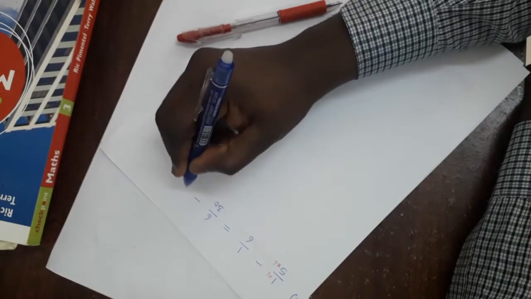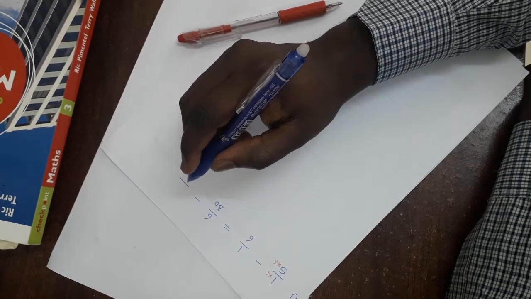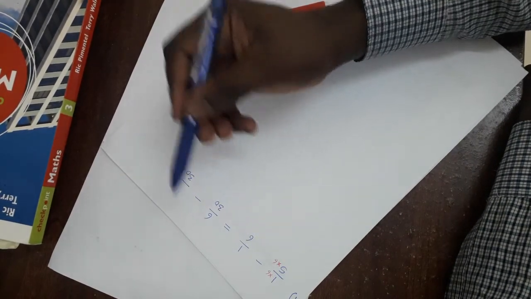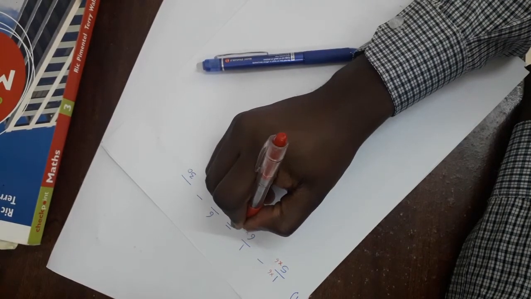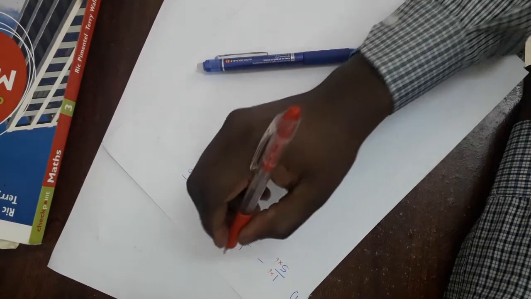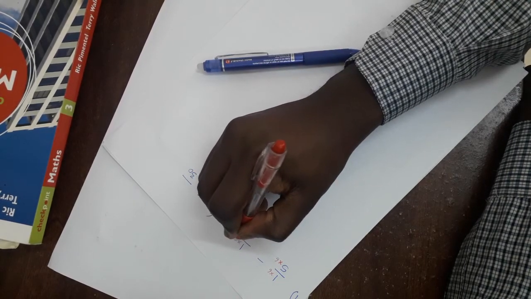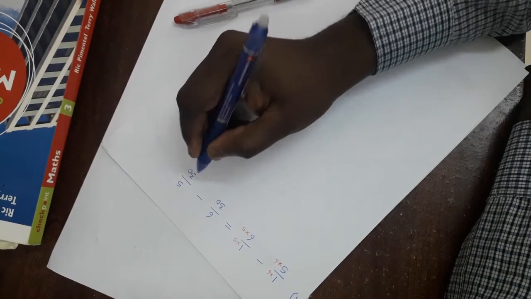Then minus. Again, I have my 30 down because it is the common denominator. So how do I move from 6 to 30? It's by multiplying by 5. 6 times 5 will give me 30. Then whatever I do for the denominator, I must do for the numerator also. So I will multiply this by 5. So 1 times 5 is 5, and 6 times 5 is 30. Now it is easy to subtract because I now have a common denominator.